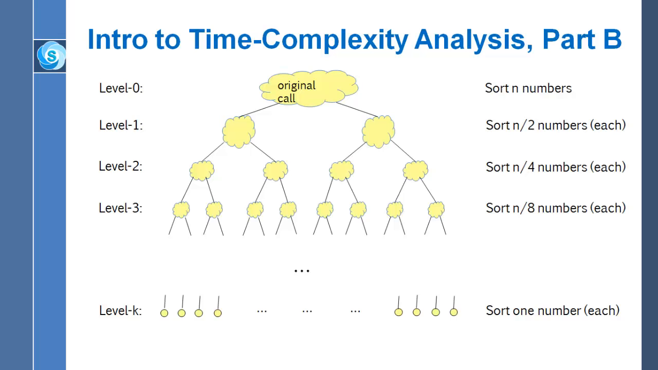At level 2, we have 4 recursive calls. Each of those is responsible for sorting n over 4 numbers. N over 4 is the same thing as 2 to the k minus 2. And then at level 3, we've got 8 of those, each responsible for sorting n over 8 numbers, and n over 8 is the same as 2 to the k minus 3. And eventually we get to level k. And way down at level k, we have these recursive calls that are responsible for sorting only one number, so they're the trivial base case.